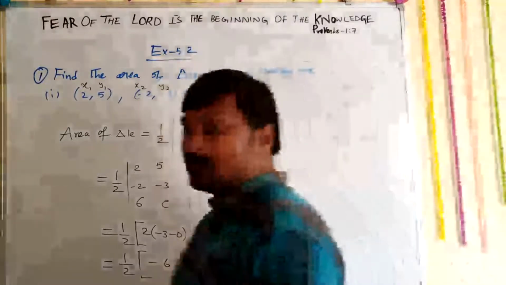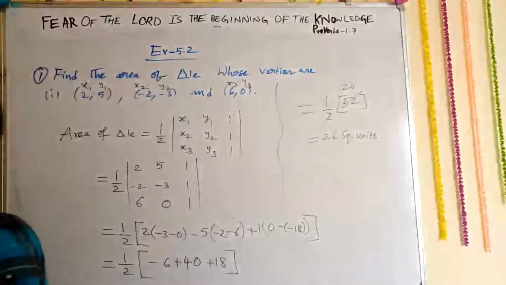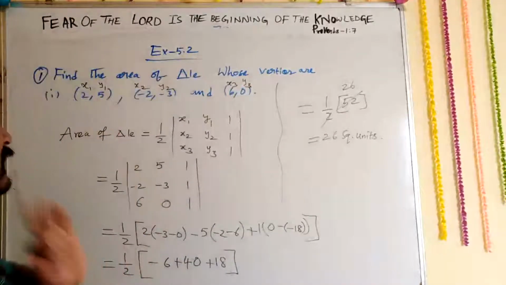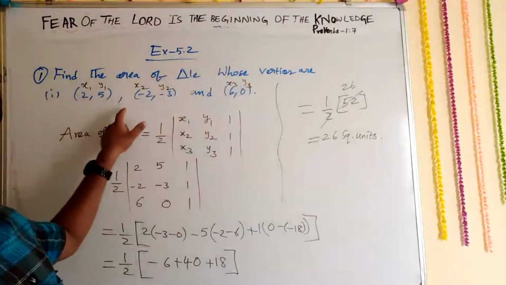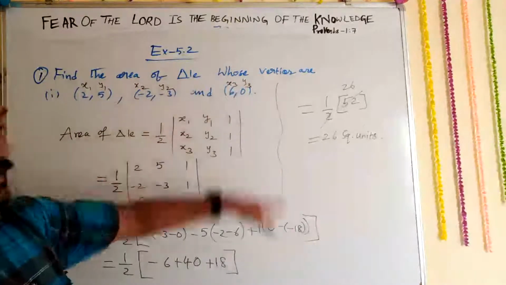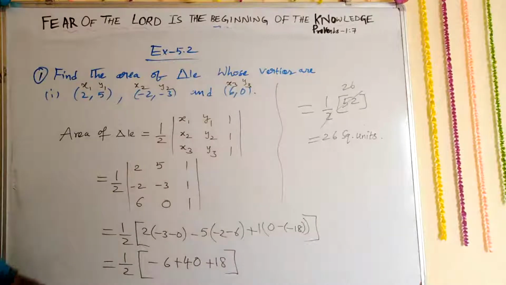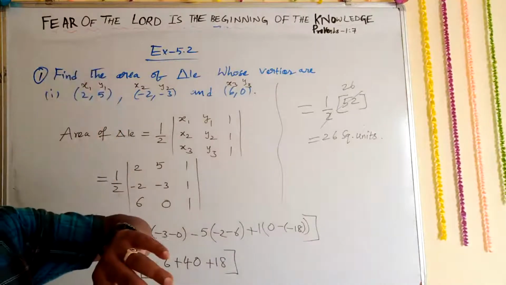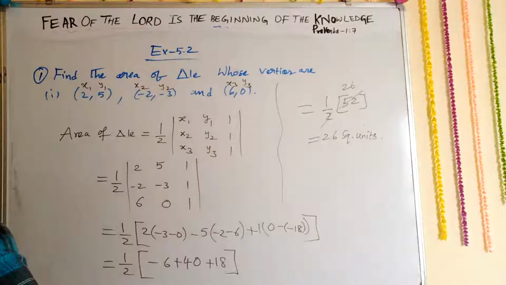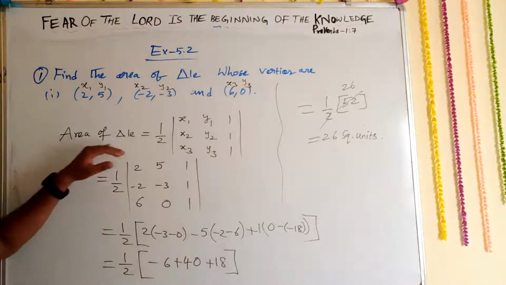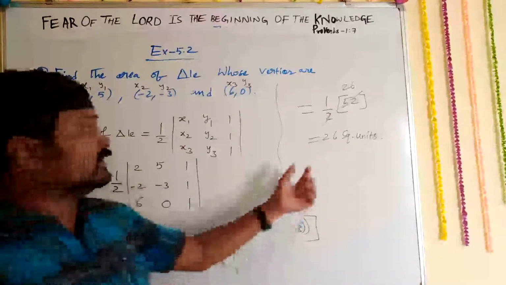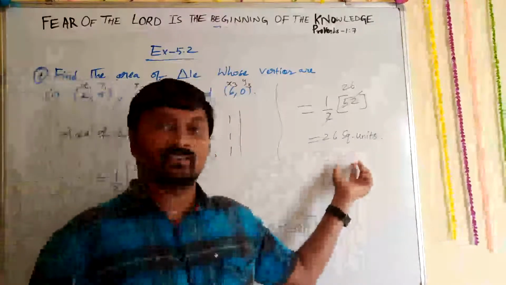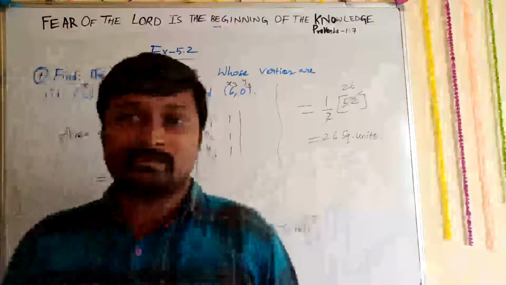So in this way, you have to find the area of a triangle. Once again, listen to this carefully. If they give three vertices, first write x1, y1, x2, y2, x3, y3. After writing, you get 26 square units as the answer, that is good. Keep it up. So the area of the triangle, you get your answer as 26 square units. So that is about your problem number 1.